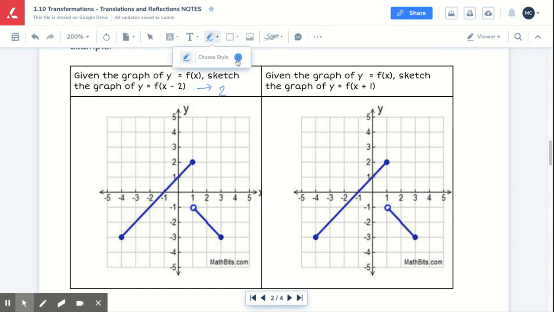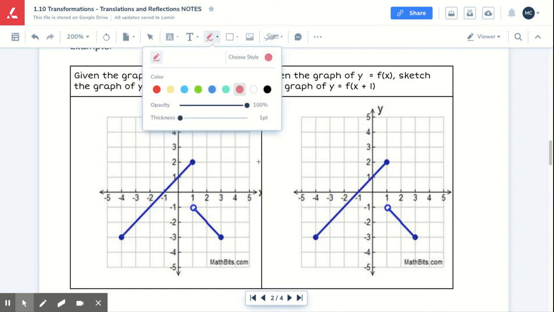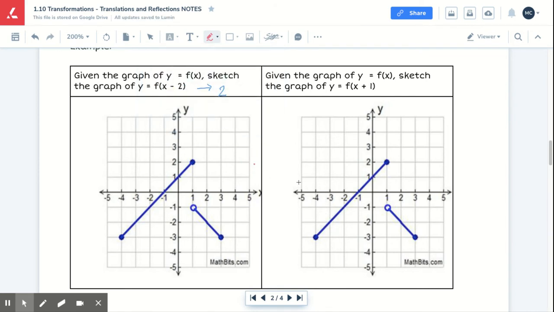Let me get a different color now since the graph on this one's starting off in blue, so we'll go to pink. All right, so just like last time, I'm going to take each point from my original function and move it 2 units to the right. I'm going to take the endpoint from this segment and the other endpoint from this segment and move it 2 units to the right. And then I just need to connect those with a line segment just like it was on the original function.